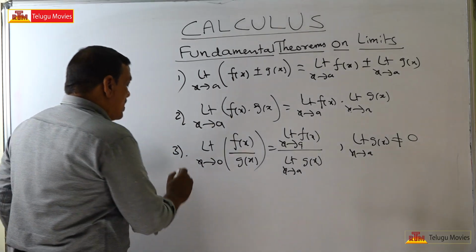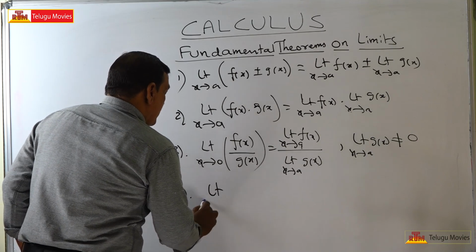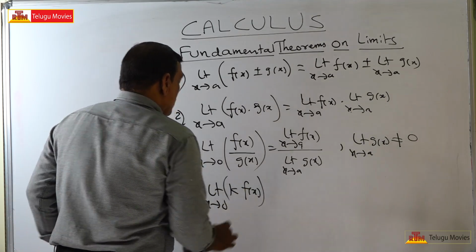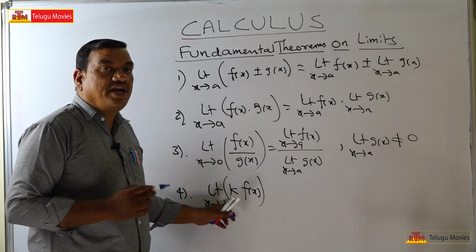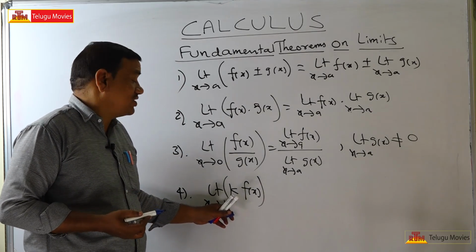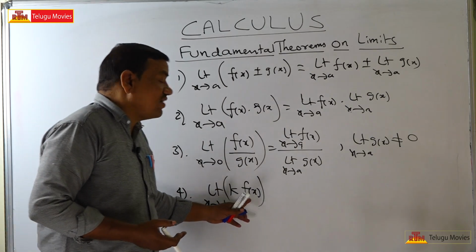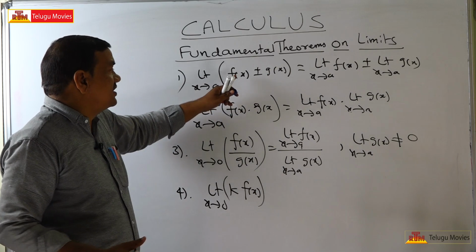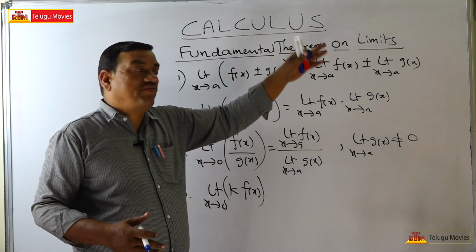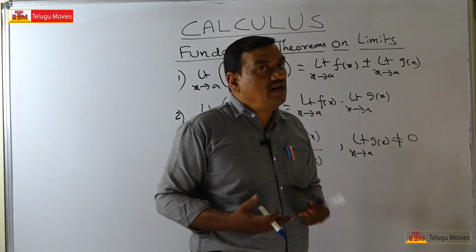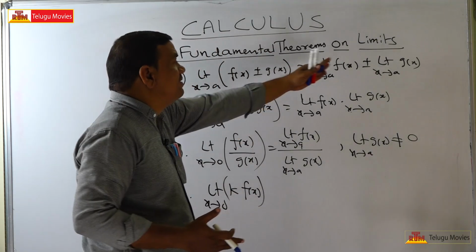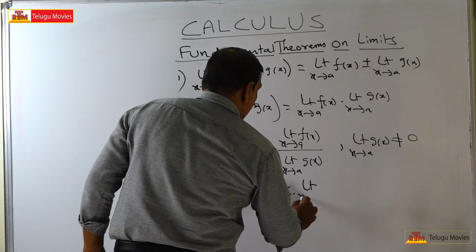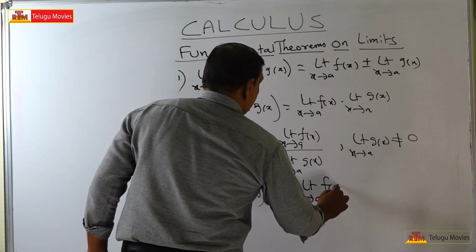Now coming to the fourth one, limit as x tends to a of k times f of x, where k is any constant. What does k times f of x mean? f of x plus f of x plus f of x, k number of terms are there. You can separate the limit also. That means k limits will come. That means k into limit as x tends to a of f of x.